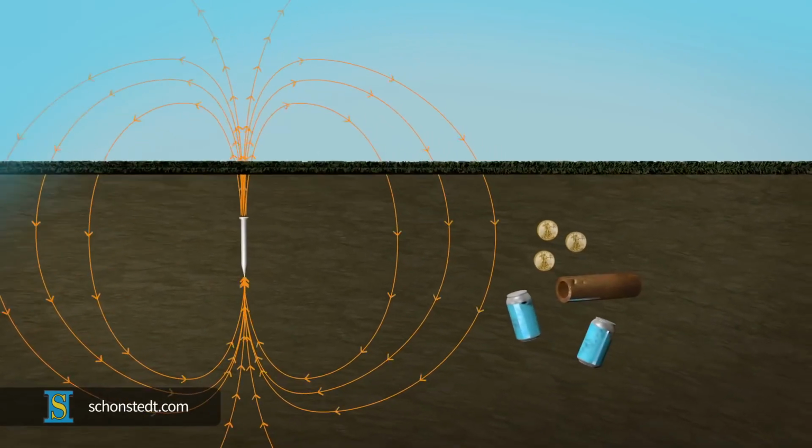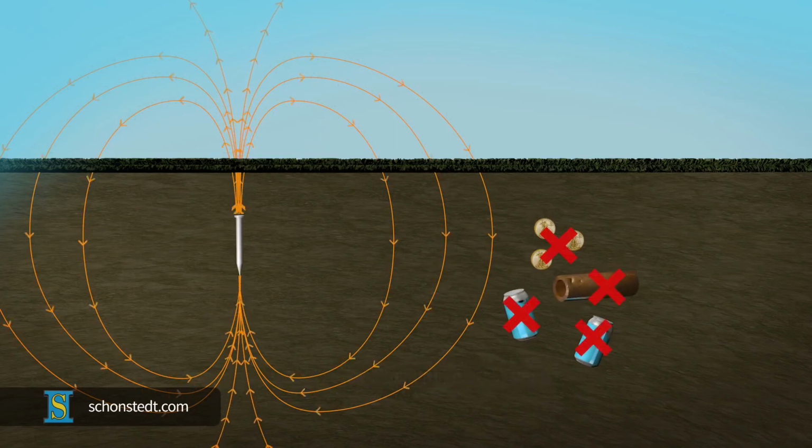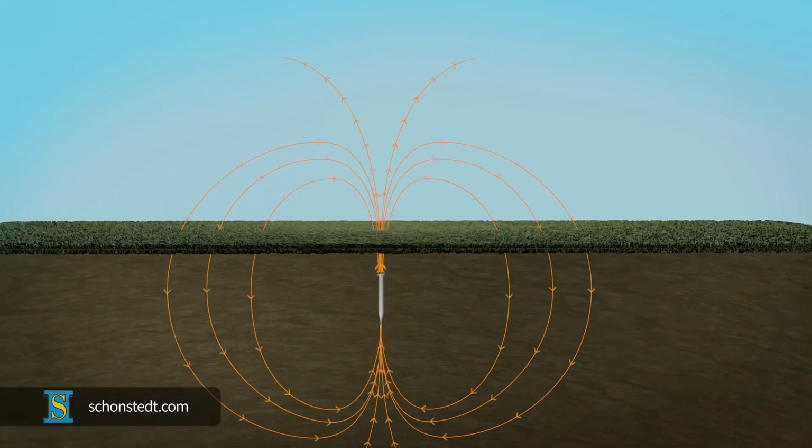By contrast, buried objects made of non-magnetic metals, such as aluminum, copper, and gold, are not affected by the Earth's magnetic field and therefore can't be located by magnetic locators.